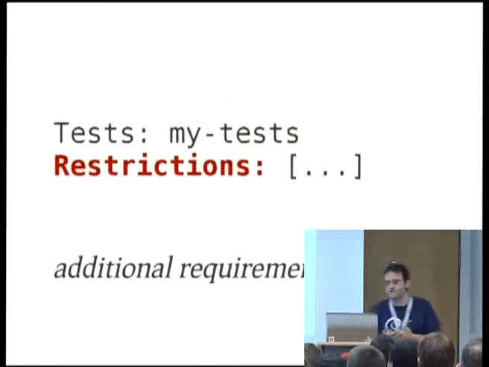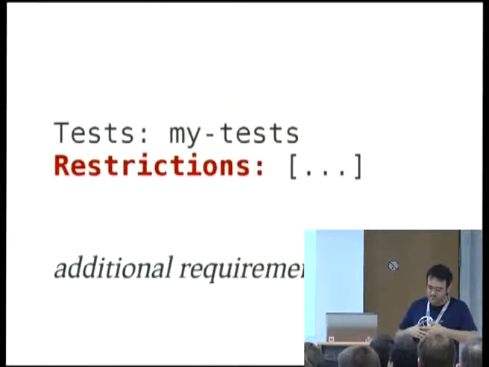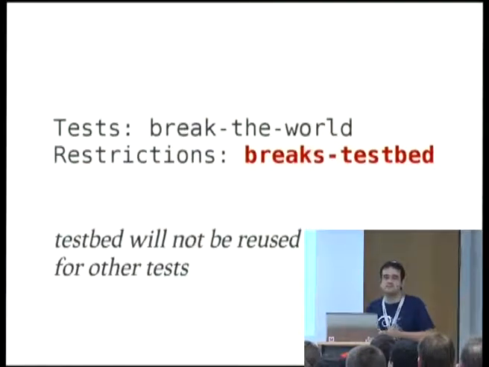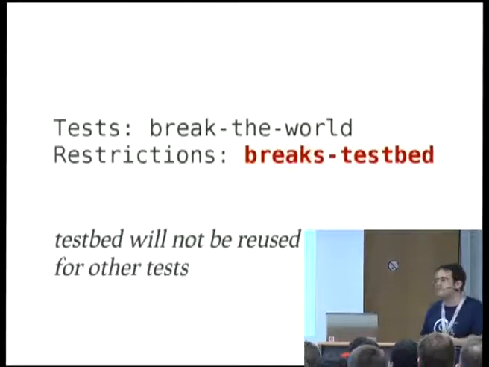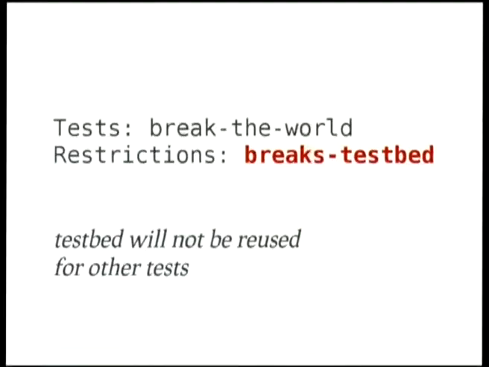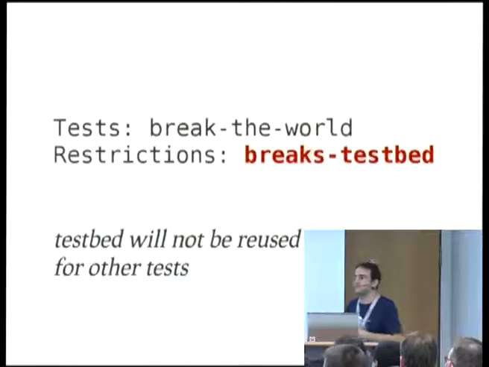And then you can specify restrictions on the tests. So it's additional requirements. I'm going to give a few examples here. You can say that this test breaks the test bed. Something you do in the test script puts the system into a state that's not going to work when you run a second test on there. So for instance, in this case you only have one test, but if you have two and you have breaks-testbed there, you would instantiate a new test bed for each test. Otherwise, you just reuse the same one.